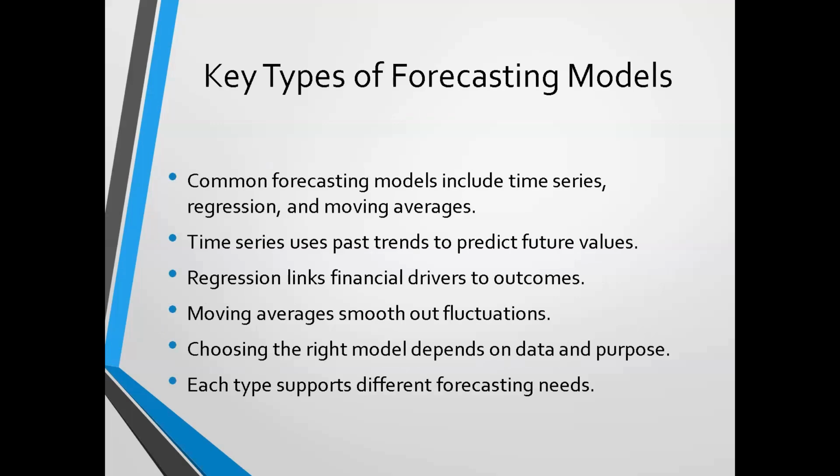Key types of forecasting models. So here are some of the forecasting models. Common forecasting models include time series, regression, and moving averages. Time series uses past trends to predict future values. Regression links financial drivers to outcomes. Moving averages smooth out fluctuations. Choosing the right model depends on data and purpose. Each type supports different forecasting needs.